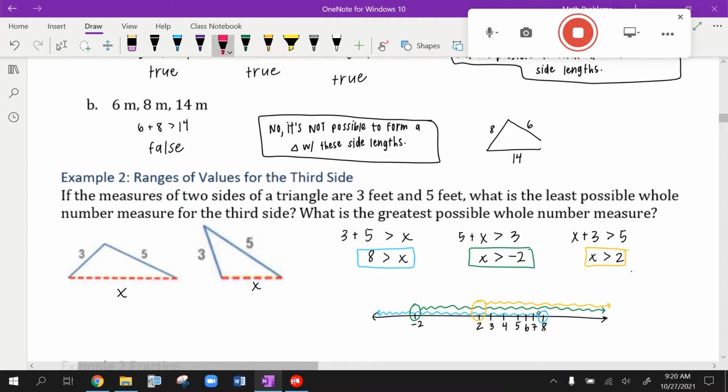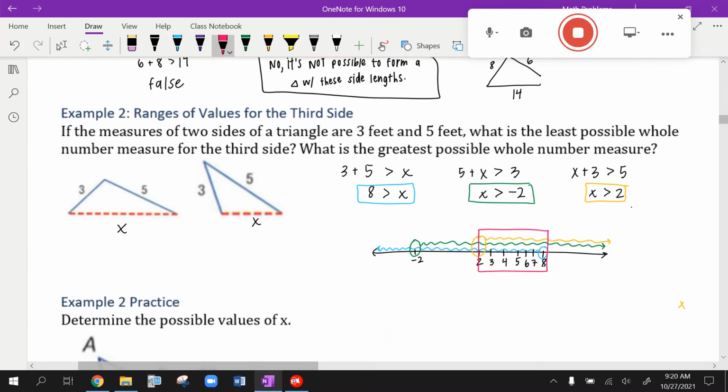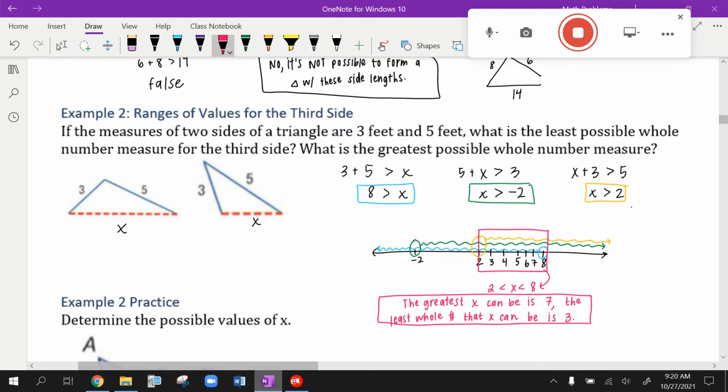Now I need to see, where do these three lines all overlap? That is from 2 to 8. So I know x has to be greater than 2 and less than 8. So the greatest number that x could be is 7. Remember, it has to be a whole number. It cannot equal 8 since it has to be less than 8.